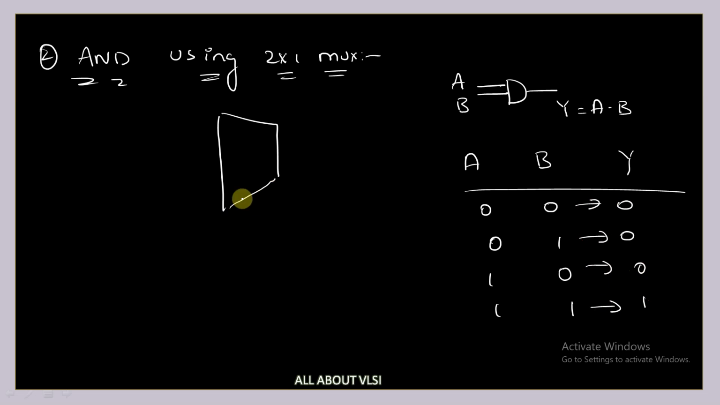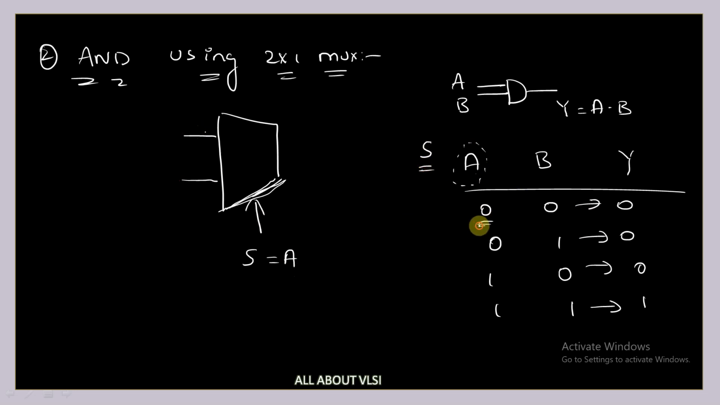I only have one select line. This select line you can connect either A or you can connect B. I'm connecting A, and I have two inputs. Now which input should we connect? Let us decide. I have connected my select line to A.